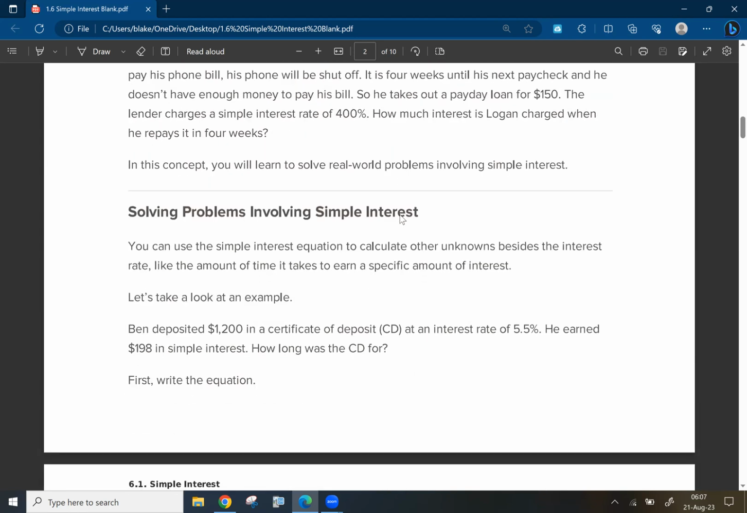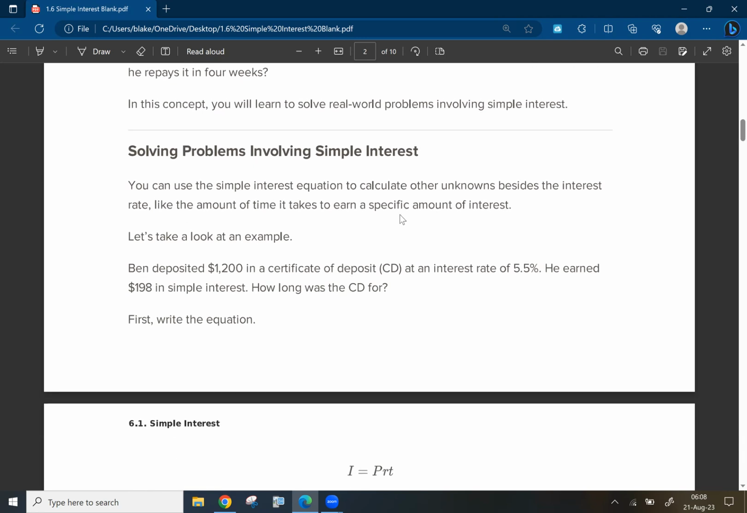You can use the simple interest equation to calculate other unknowns besides the interest rate, like the amount of time it takes to earn a specific amount of interest. We'll look at an example here. Ben deposited $1,200 in a certificate of deposit at an interest rate of 5.5%. He earned $198 in simple interest. How long was the CD for?